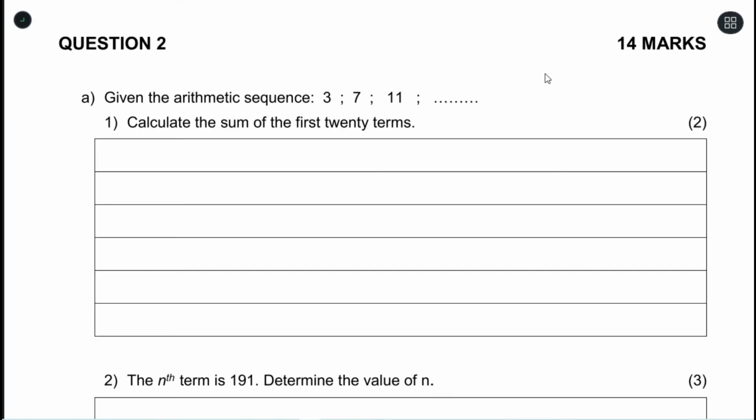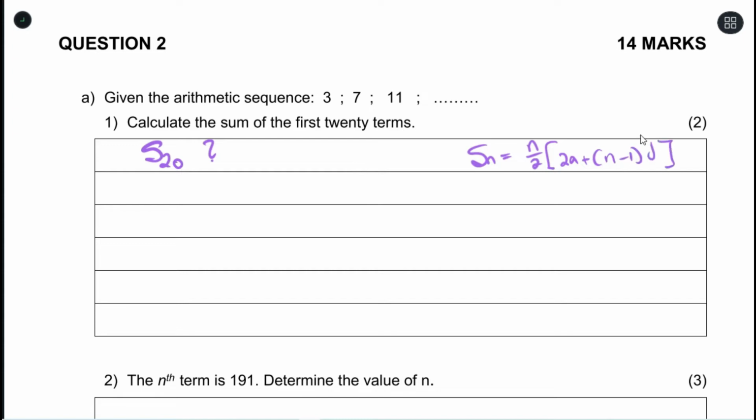Okay, question 2. Now, this is a sequence and series type of question. Question 2 says, given the arithmetic sequence 3, 7, and 11, calculate the sum of the first 20 terms. So what this question is asking us to find is S20, right? So we are trying to figure out what S20 is. Now, to figure out S20, let's talk about the formula that I use for arithmetic series. It is Sn equals n over 2, bracket, 2a plus n minus 1 d.